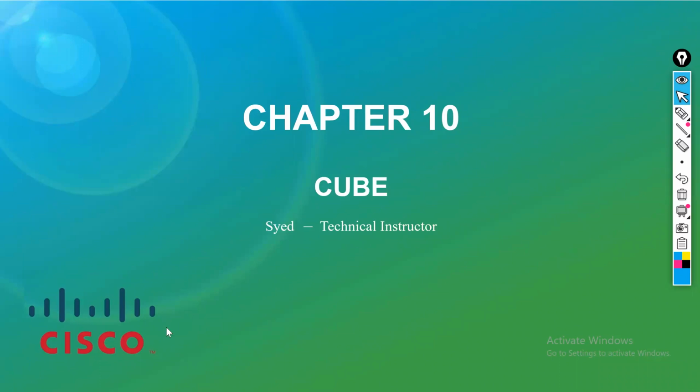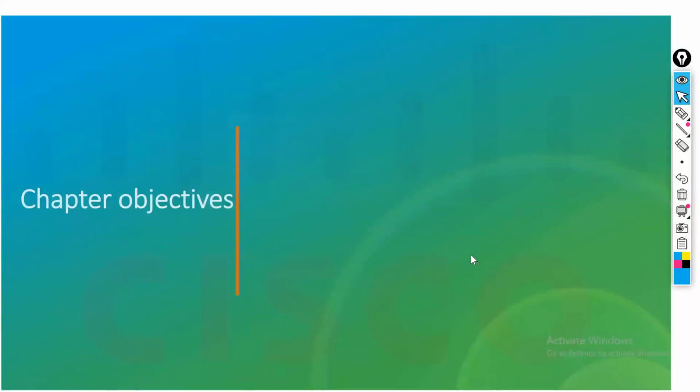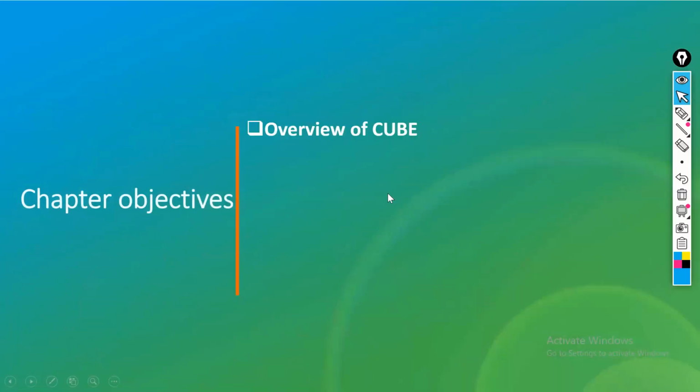Today we are going to discuss chapter 10, that's CUBE. So let's see what chapter objectives we have in this one. First, the overview of the CUBE. What is a CUBE? Then key features of the CUBE gateway, meaning what different features and functionality it supports.